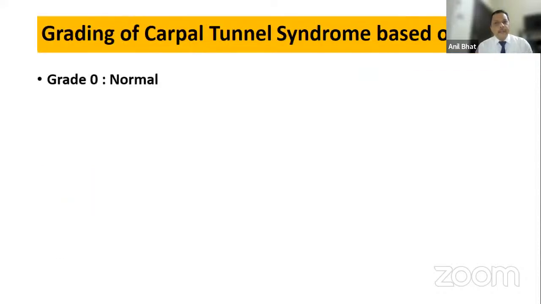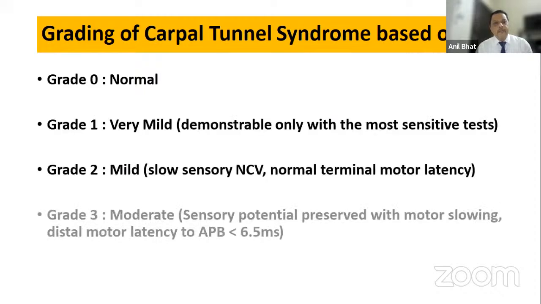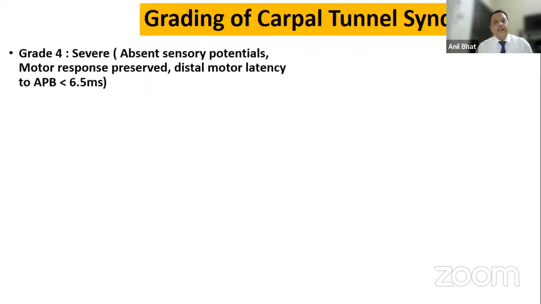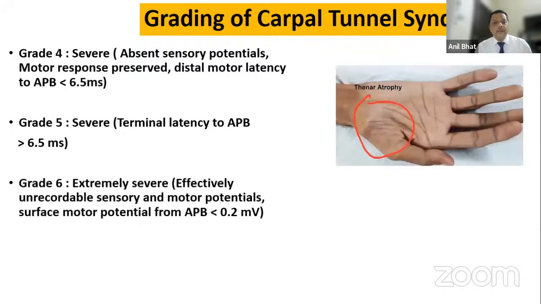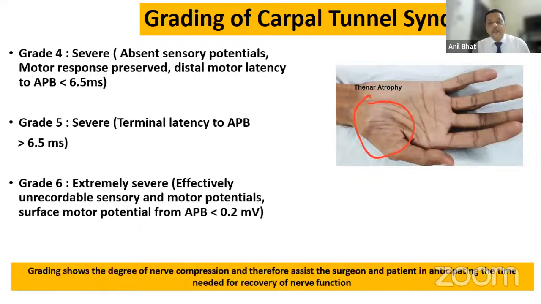And when you do NCV, they send you reports with grades: grade 0, grade 1, very mild, moderate, severe, and very severe. This is what the NCV report comes with. But why is this important? It's only for you to see the degree of compression and then tell the patient how it will go.